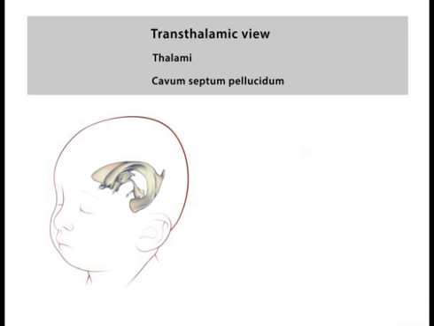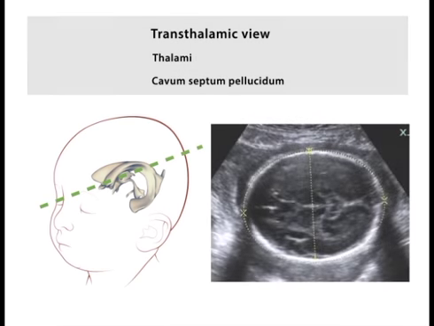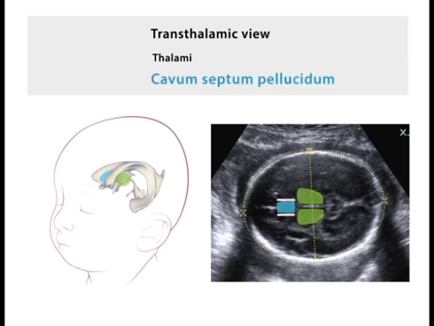On the left, a fetal head and ventricle system are drawn. The transthalamic view is an axial or transverse image of the fetal head. It is obtained at the level of the thalami, shown here in green, and the cavum septum pellucidum.